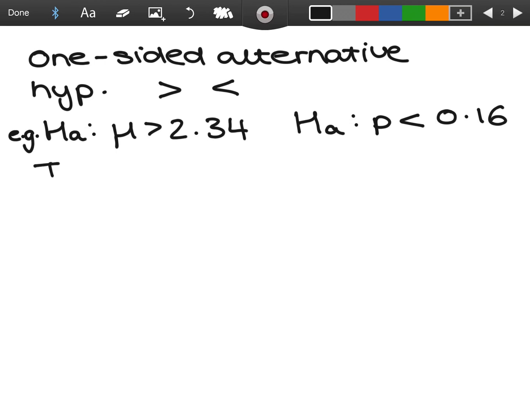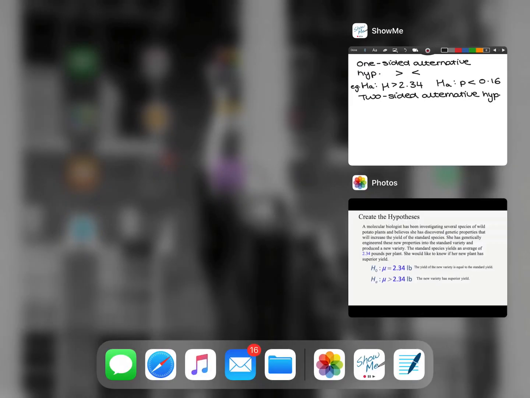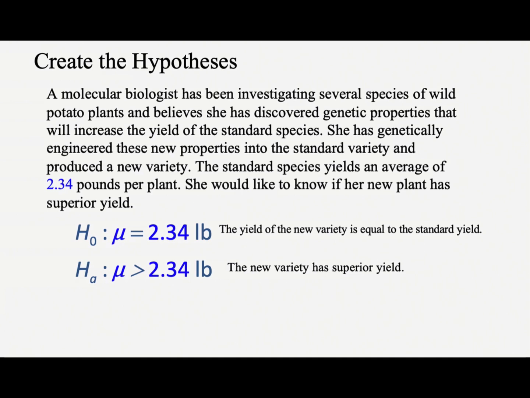A two-sided alternative hypothesis is slightly different. Whenever you have a two-sided alternative hypothesis, that means that you have to look at both greater than or less than. So anything that is not equal to what is in that null hypothesis. If we go back to our example, we said from the start that the mean was 2.34 pounds. If instead she just wanted to change the yield rather than increase it, so she didn't care whether it increased or decreased the yield, and she just said that she would like to know if her new plant changes the yield, then that would mean that we would have a does not equal, because it could be greater than or it could be less than that mean of 2.34.